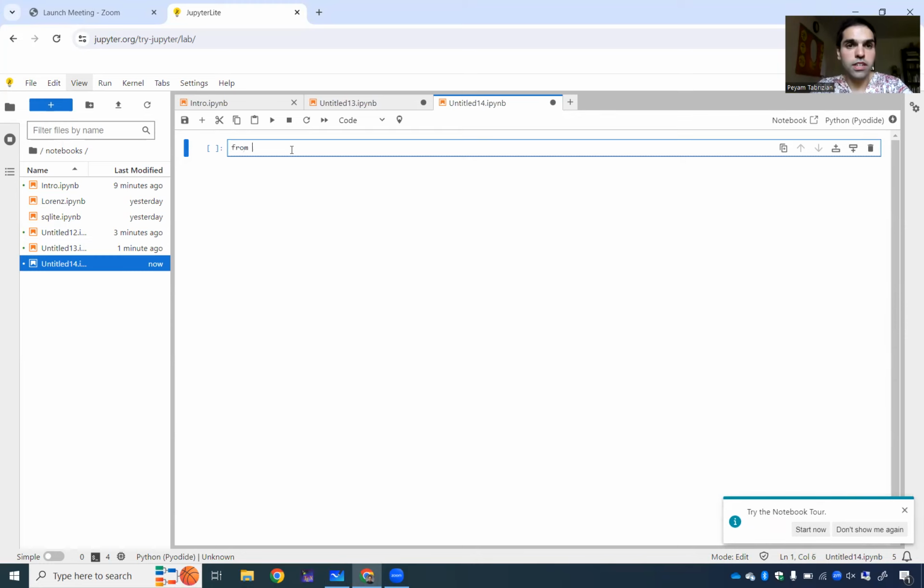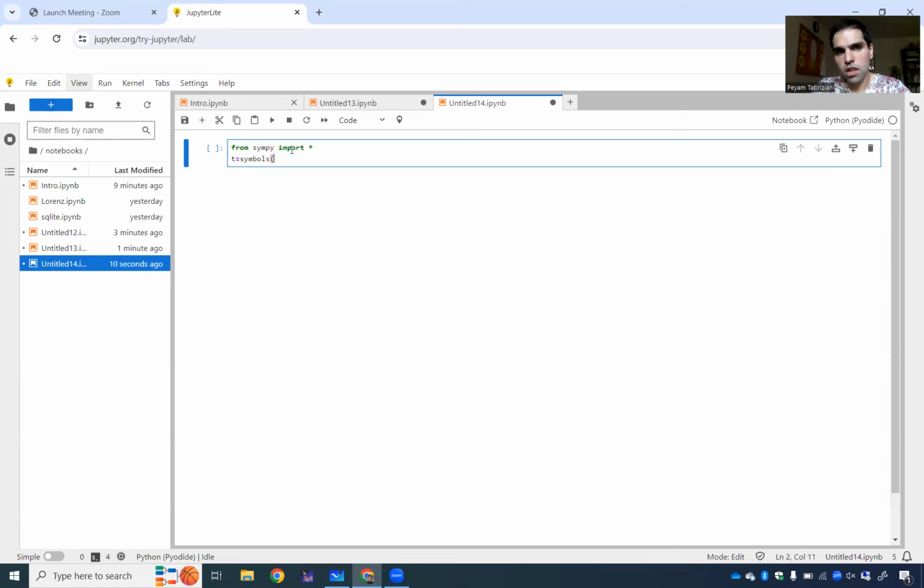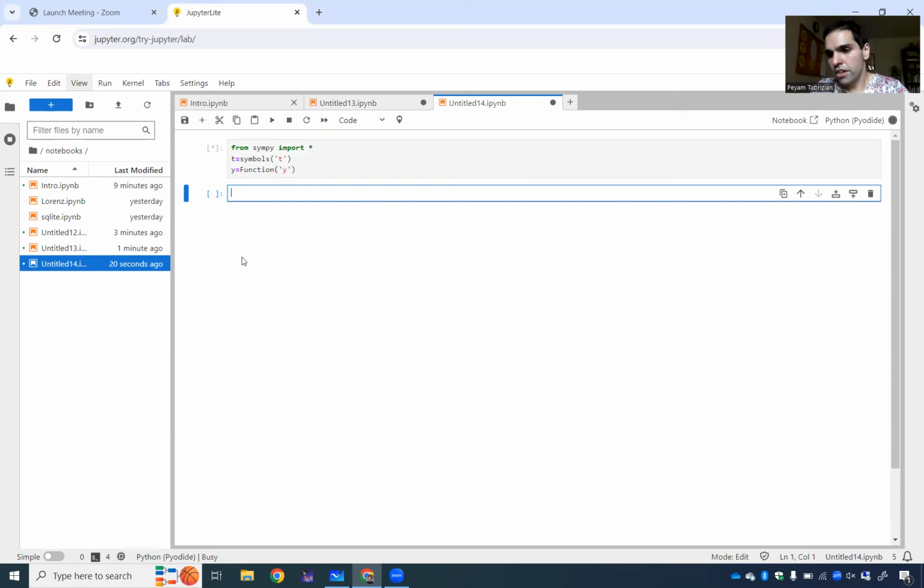So same start as before. From SymPy, import star, t is symbols t, y is function y, and then have that. Then you have your differential equation, t times diff y of t plus t plus 1 times y of t. And then again, put everything on the left-hand side, minus 2 times t times e to the minus t.